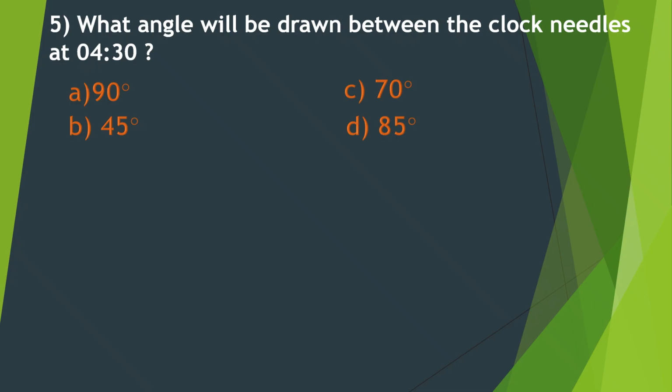Fifth question on your screen. What angle will be drawn between the clock needles at 4:30? So here, if you see, in the previous question, only minute was asked. Correct? Now here you have minute as well as hour. So 4:30 means what? 4 hour, 30 minutes. So you need to find the angle. And your timer starts now. Use the formula and find out.